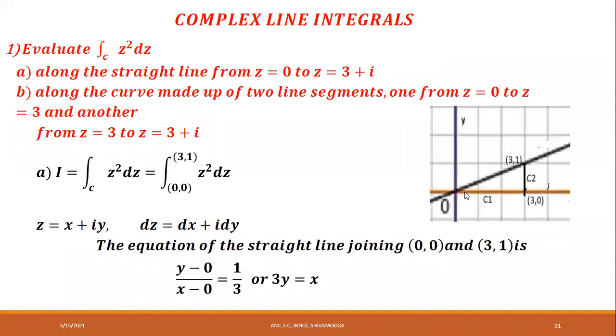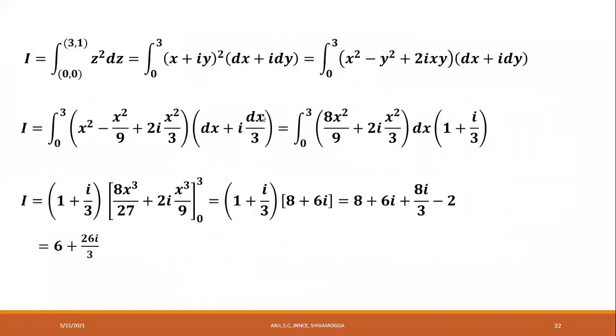First, find the equation of the straight line joining (0, 0) and (3, 1). That is the curve along which we integrate. Using the two-point form of a straight line, you find the equation. Equation will be x is equal to 3y. Now substitute in the given integral from (0, 0) to (3, 1) of z square into dz. Put z is equal to x plus iy and dz is dx plus i into dy.